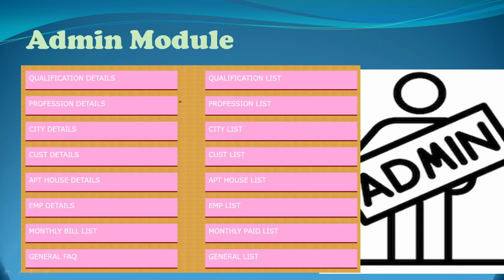In case of the admin module, we have these options. We have qualification details and profession details. These two are used in employee details and also in customer details. And we have city details, customer details, apartment house details. These are individual houses. Then the monthly bill list. Once you generate the monthly bill, that list will be shown here. The corresponding list of entries done on the left side will be shown, so we can click on these buttons to get the list. So this is the admin module.